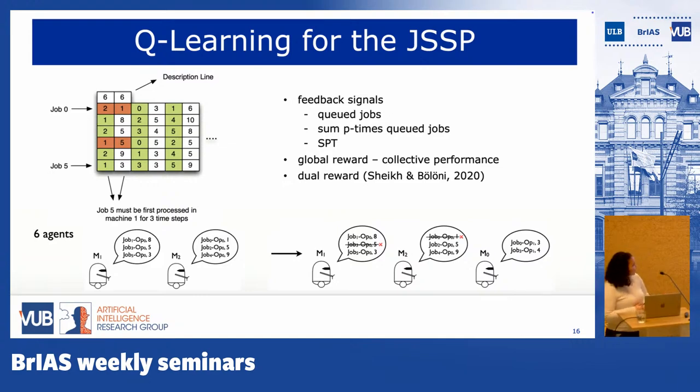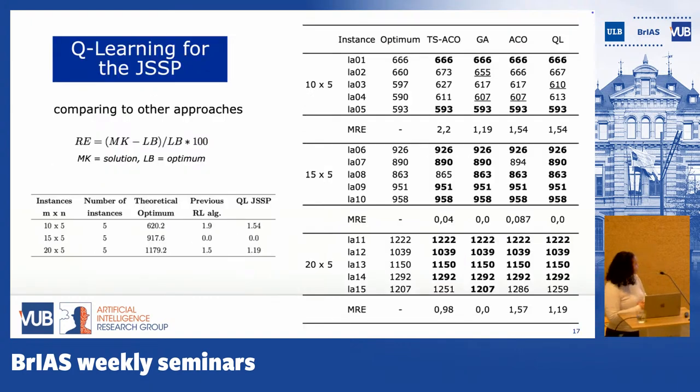We also tried the global reward, because we also want to play with the collective performance. At the end, if each agent is acting on its own, where does the global solution take advantage from? So we also tried the dual reward, where we were giving every agent a feedback signal every time an action was taken, but we also took into account the quality of the solution that was built at the end. We did some experiments, and we took different groups of instances from the operations research library.